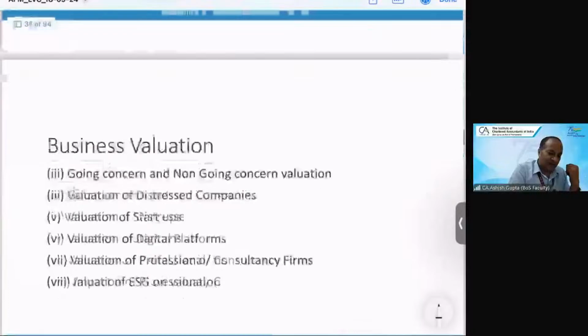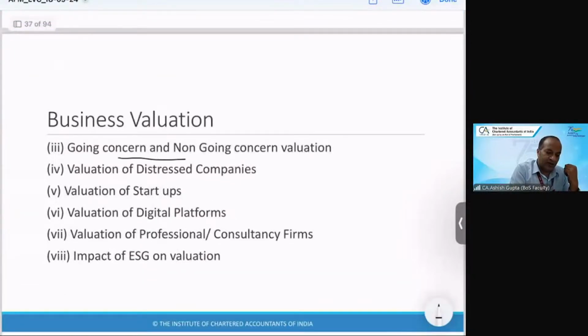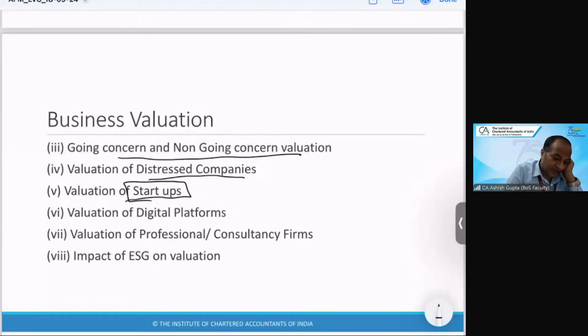Then come the going concern and going bank valuation, and valuation of distressed companies, where the company has gone into bankruptcy. Then valuation of startups. Students, I need to invite your attention to startups because nowadays it is a time of startups. Earlier, a company used to start as a sole proprietorship, then become a partnership, then a private limited, then a public limited.